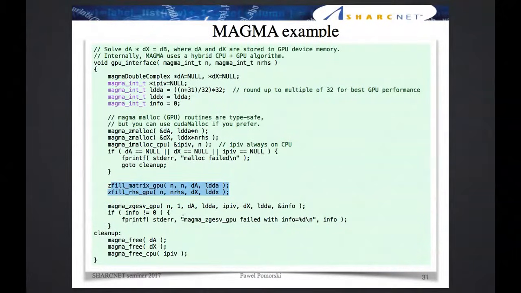Once the data is over on the GPU, you call the zgesv function in this example, which is a solution of a complex system of linear equations. And once the calculation has finished, you free the memory. So it's a similar approach as we had with cuBLAS. And again, all the intricacies of programming the GPU are hidden in this function. So this is a simple example.